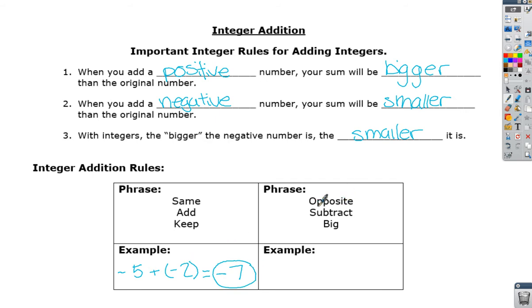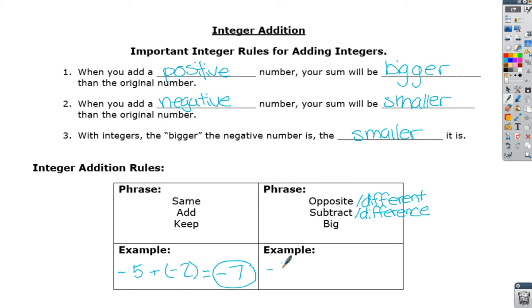Now there's another saying we can use when the signs are opposite or different. When the signs are different, you take the difference, which is subtract, and keep the sign of the bigger number. Again, when the signs are different, you take the difference and keep the sign of the bigger number.